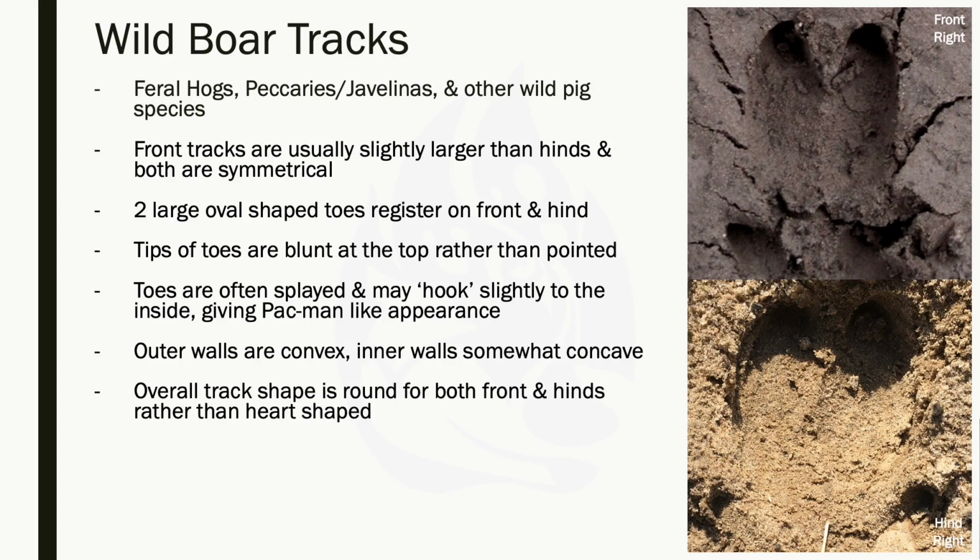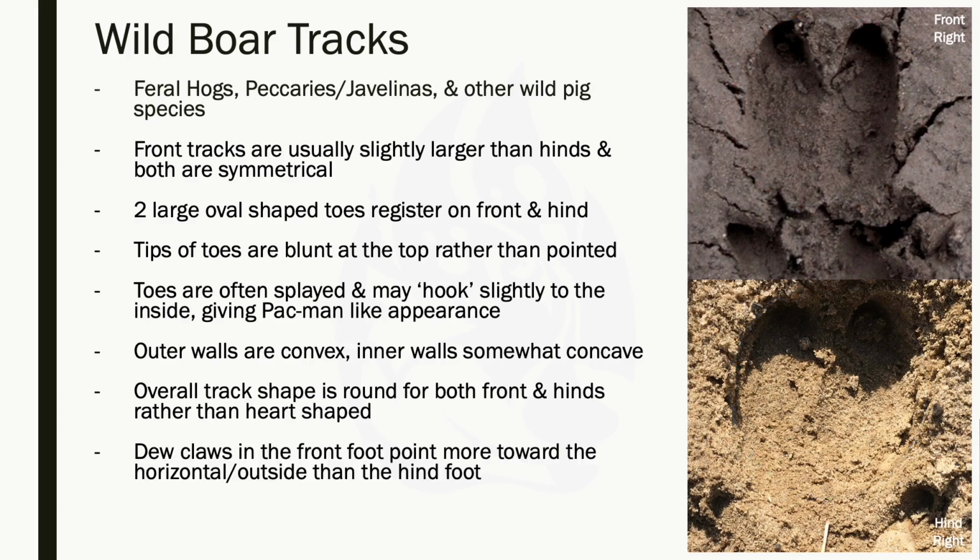Also, the overall track shape has this kind of round appearance, if you want to use that Pac-Man analogy, but it's not going to have that heart shape appearance. Okay, so when you come up, it can be very easy to confuse the tracks of deer and antelope with any kind of wild boar species. But this is one of the first things you look for, is that more round overall shape versus that heart shape that tapers down near the top on both of the toes.